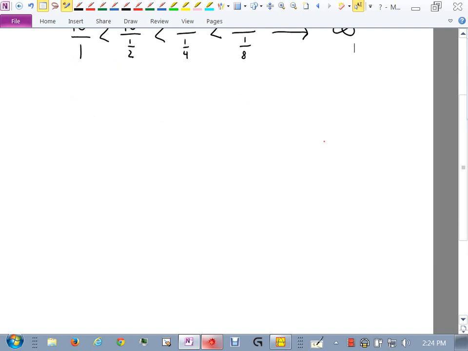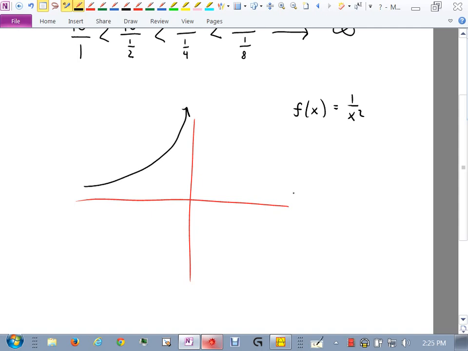Here's a graph. We looked at this a while back. f of x was 1 over x squared. I don't want to bring it up again, but it looked like this, right? What was the limit as x approached 0 of this one? What did we say the answer was? Infinity, right? Because as you come in from the left and the right, it goes to positive infinity. Let's try and understand why it's infinity without the graph now.